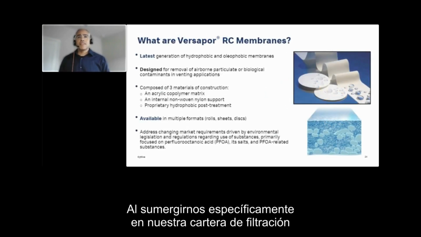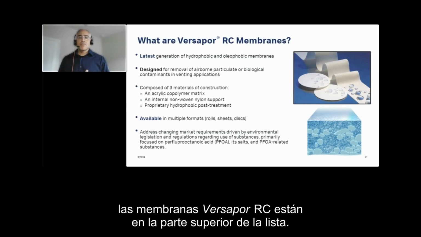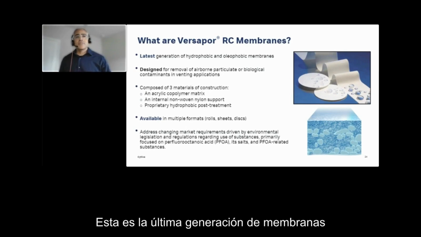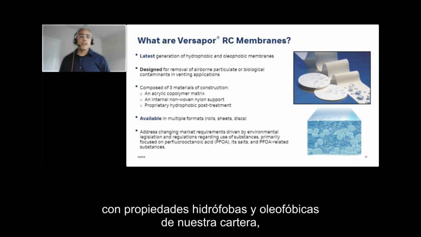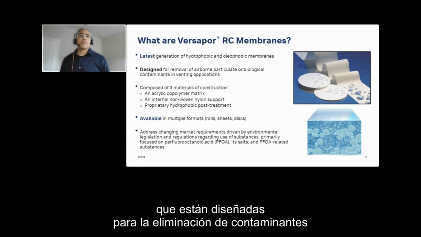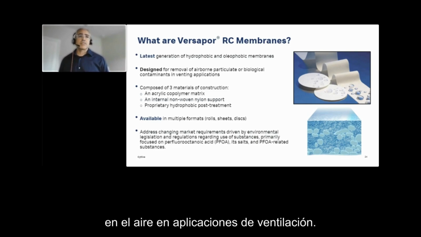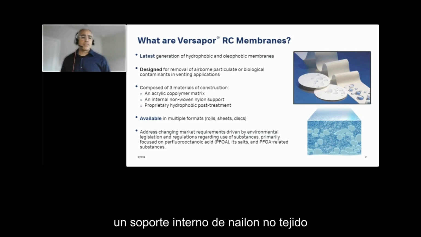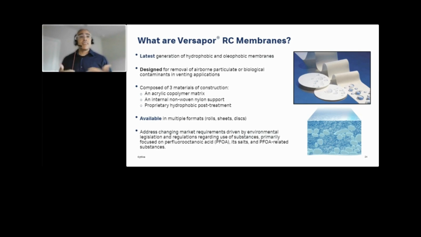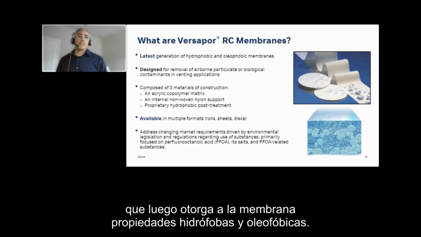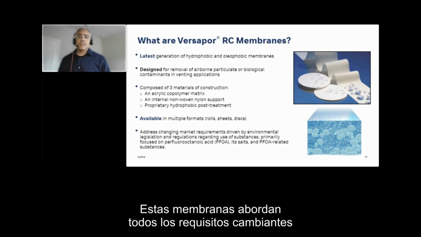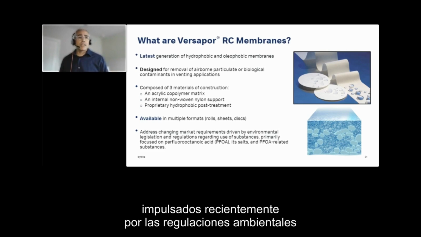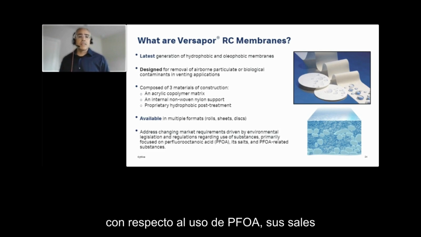So doing a dive specifically into our gas filtration and venting portfolio, Versapor RC membranes are at the top of the list. This is the latest generation of membranes with hydrophobic and oleophobic properties in our portfolio, which are designed for the removal of airborne contaminants in venting applications. And these are made from three materials of construction. You start with an acrylic copolymer matrix, an internal nonwoven nylon support that improves handling and sealing, and a proprietary post-treatment that then renders the membrane hydrophobic and oleophobic. These membranes also address the changing requirements driven recently by environmental regulations regarding the use of PFOA, its salts, and PFOA-related substances.